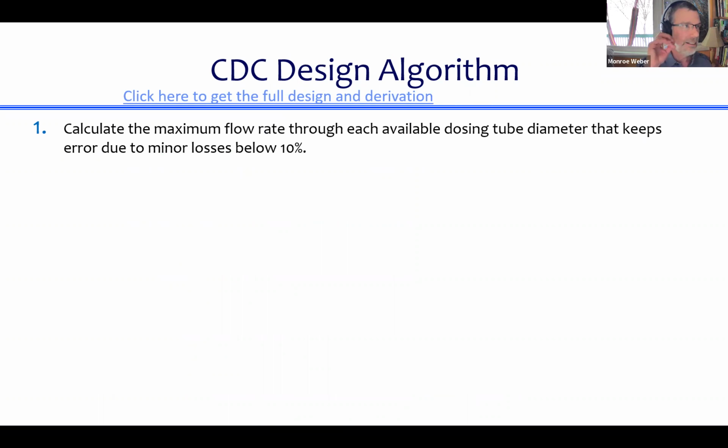We take the set of tubes, different sizes of tubes that we want to evaluate for their feasibility. And we calculate the maximum flow rate that each of those tubes can handle, given a target of having less than 10% error due to minor losses. So there's the equation for the maximum flow that you can have through a tube. It's a function of the tube diameter and a function of the minor loss coefficients that you're going to have for your dosing tubes, which might be on the order of 2, an entrance loss and an exit loss.